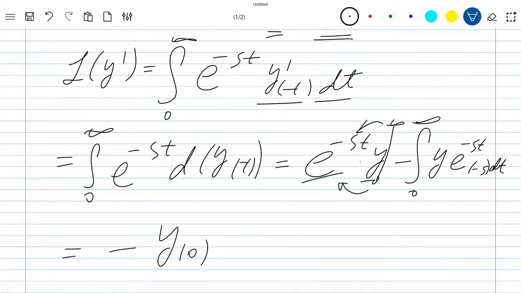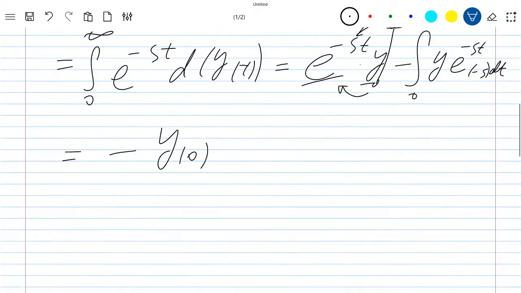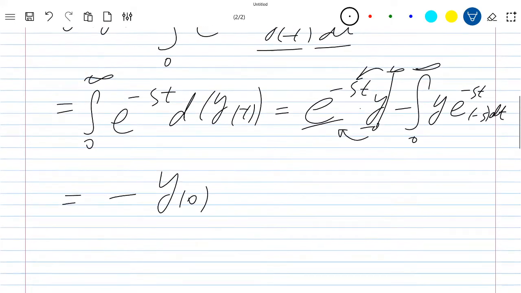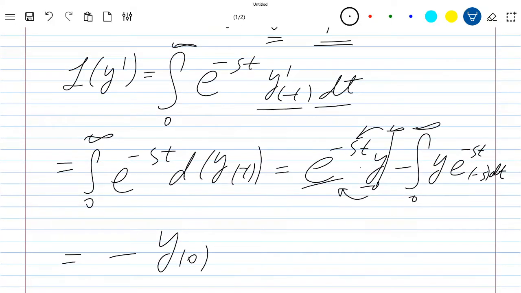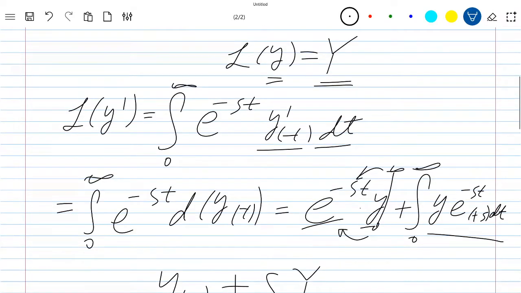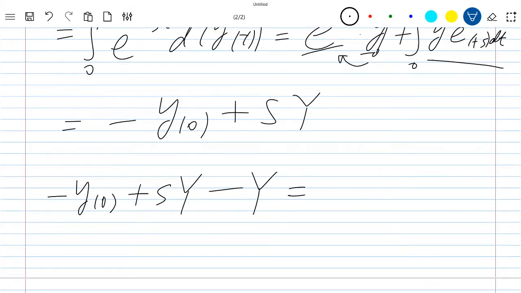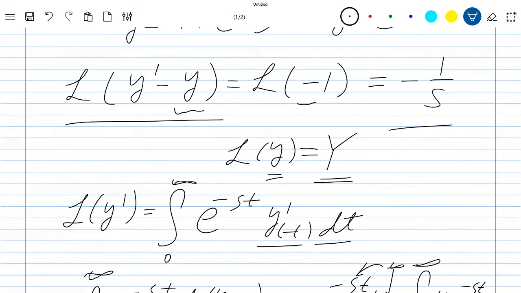Well, what does that mean? It happened to be a known number. See here? So negative y(0) is a known number because it's the initial condition. And the next term, you have this cancellation, so we have plus s times this integral. What is this integral? It's not known, but it's called capital Y. Okay, now let's put them together, see what we really have. You will have negative y(0) plus sY, then minus Y equals this side.